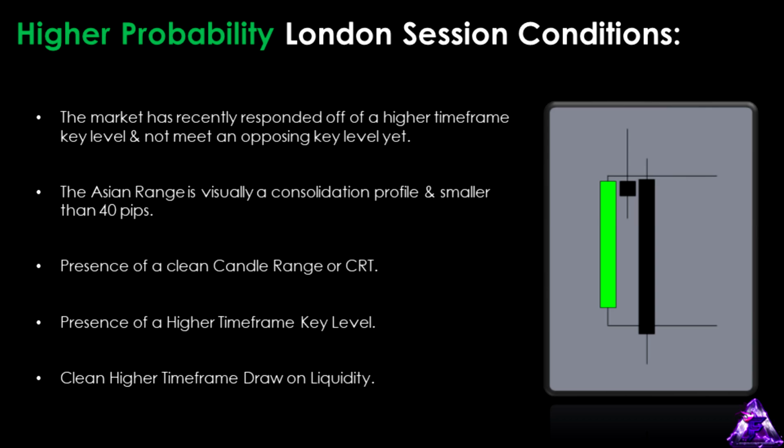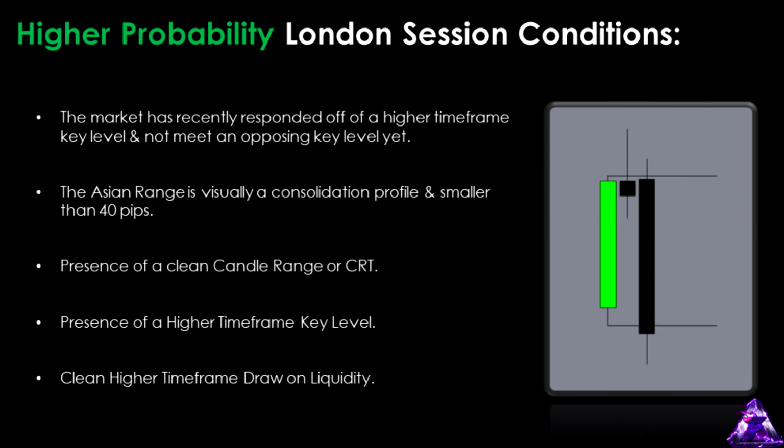Another condition is when the Asian range is visually consolidating and stays under 40 pips. A consolidated range, meaning price is moving within a tight, predictable band during the Asian session, signals a strong foundation for the London kill zone. When the range is less than 40 pips, it suggests the market is building liquidity. This is something the London session can exploit through clean expansions and breakouts.